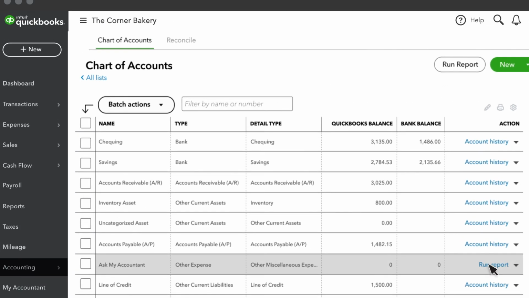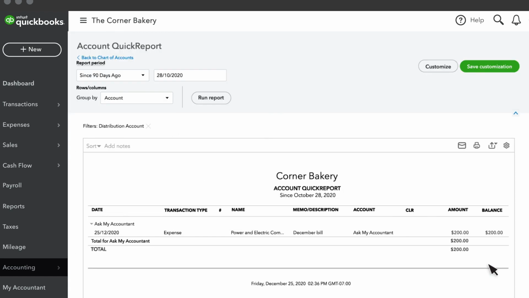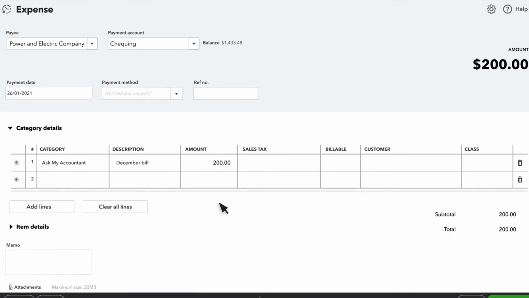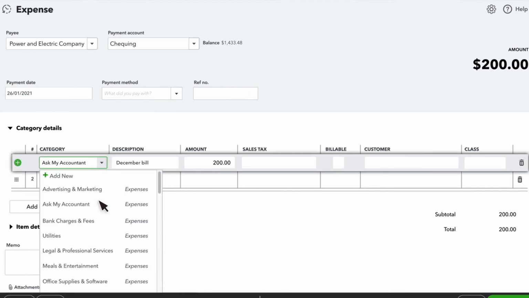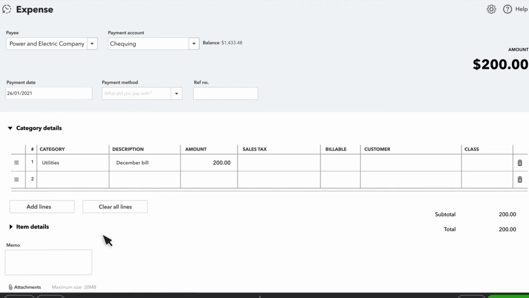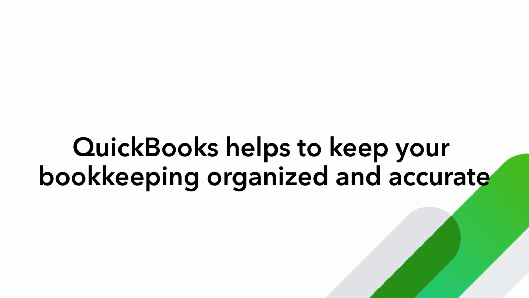Then, whenever you meet with your accountant, whether it's weekly, monthly, or quarterly, your accountant can run a special report for Ask My Accountant under the chart of accounts. This will show all the transactions you had questions about. Then they can click on any one of them and update the account depending upon what it is that you spent the money on. QuickBooks can help you keep your daily, weekly, monthly, and even quarterly bookkeeping organized and accurate.